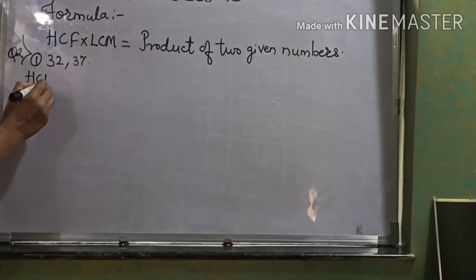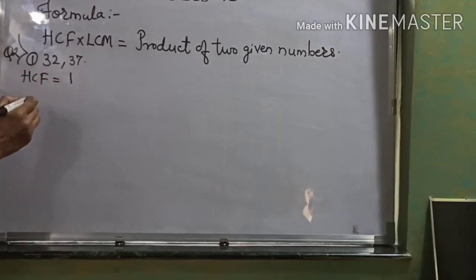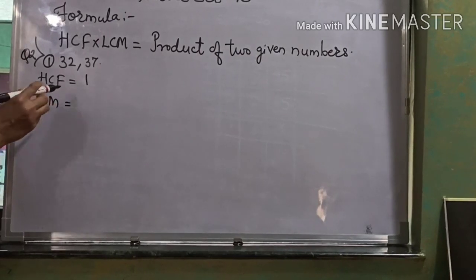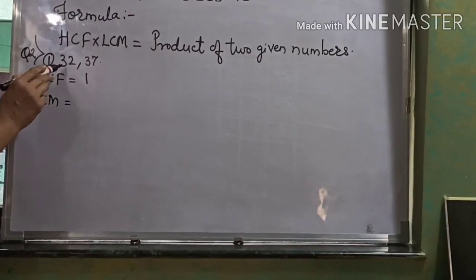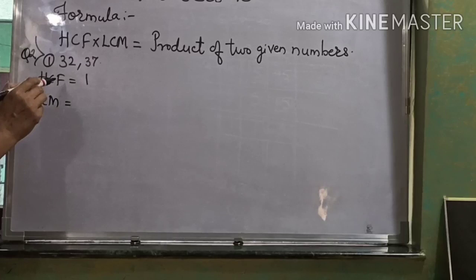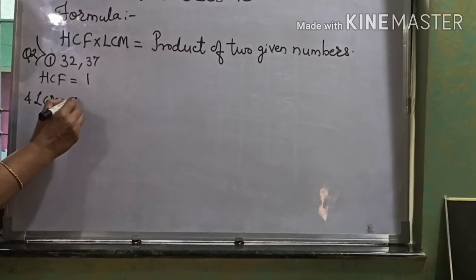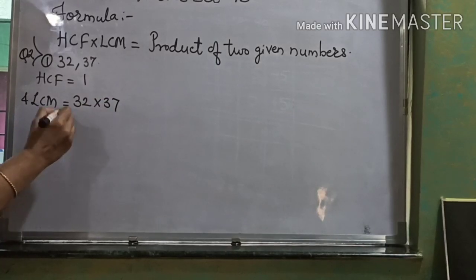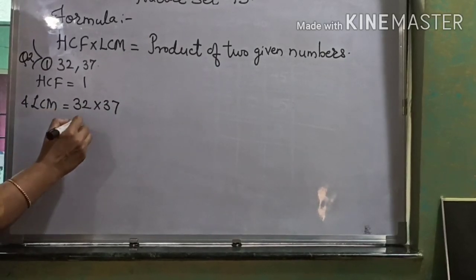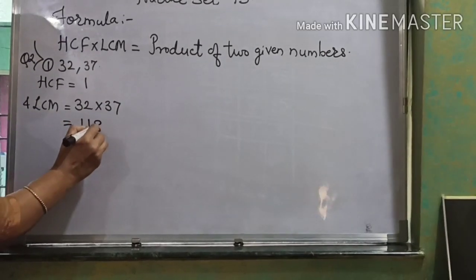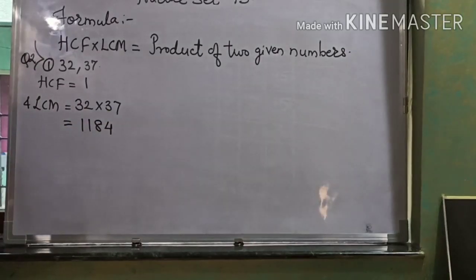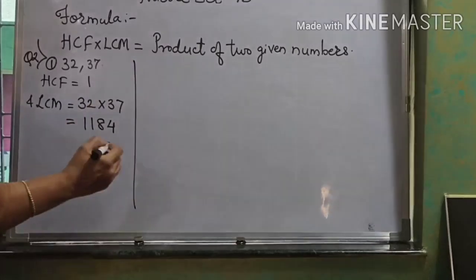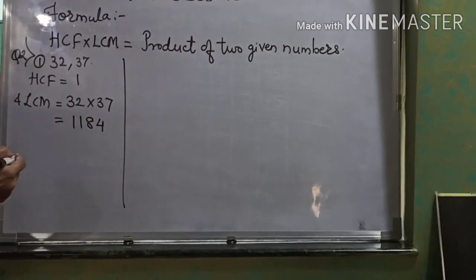So HCF is 1. And LCM is, where HCF is 1, then LCM will be multiplication of both these two numbers. So LCM will be 32 multiplied by 37. So after multiplication we get 1184. Now if we substitute these values in the formula, both the sides should come the same.